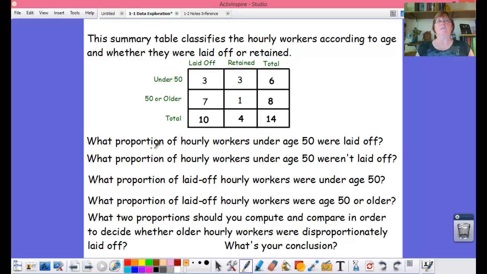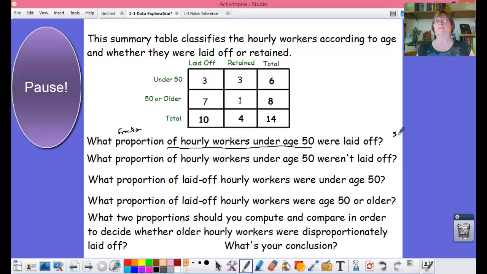What proportion of hourly workers under age 50 were laid off? All right, I'd like to draw your attention to that phrase, hourly workers under age 50. That's the denominator in our proportion or fraction, if you will. So the proportion of hourly workers under age 50 who were laid off, we only care about the under age 50, and the proportion that was laid off is 3 of 6, only considering that, or of course 1/2 or 0.5 if you desire.